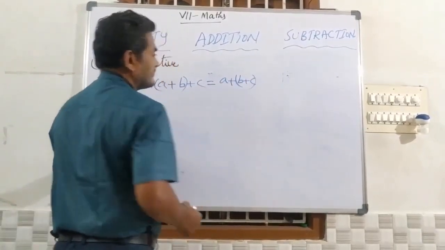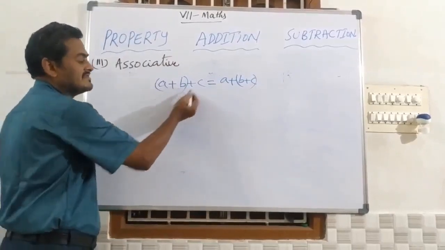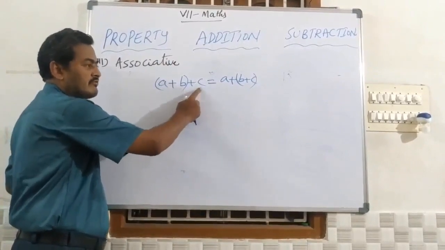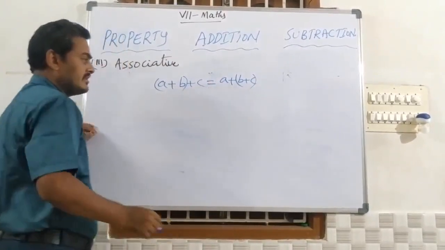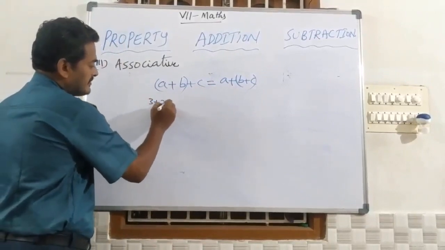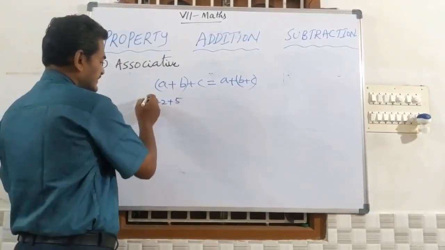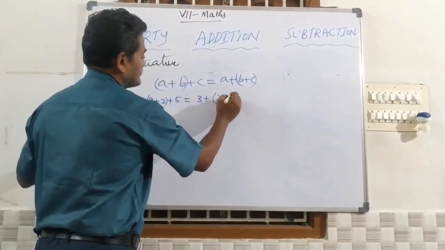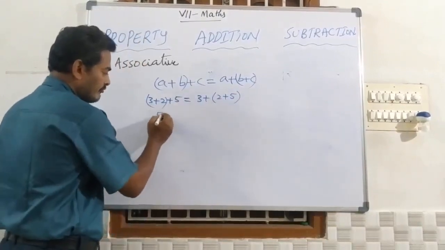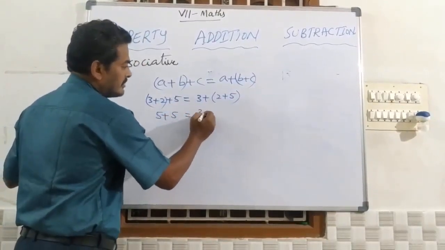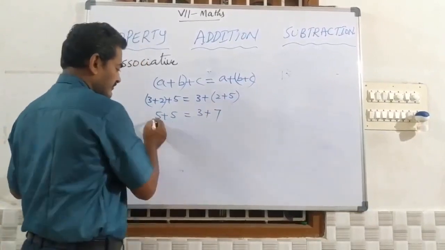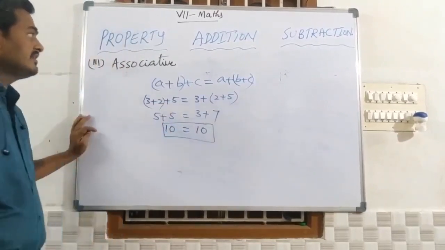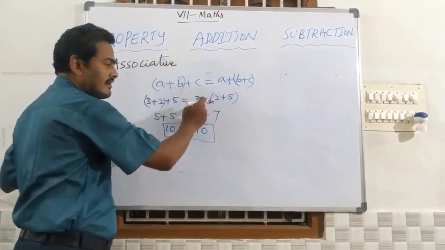Now A, B and C are any three integers, then A plus (B plus C) equal to (A plus B) plus C. For example, 3 plus 2 plus 5. If you take three numbers like this, 3 plus 2 plus 5: 3 plus 2 is 5, plus 5 equals 10, and 3 plus 5 is 8, plus 2 is also 10. So like this we can explain associative property under addition.